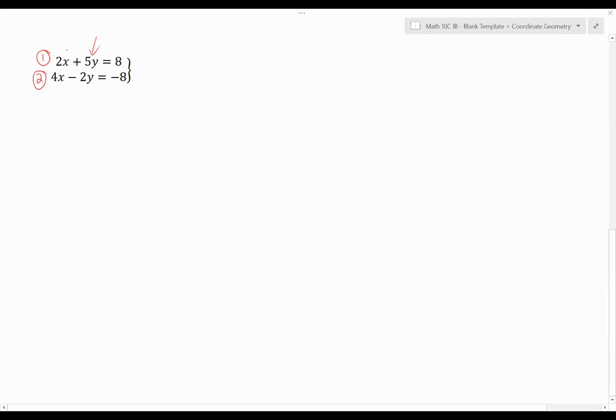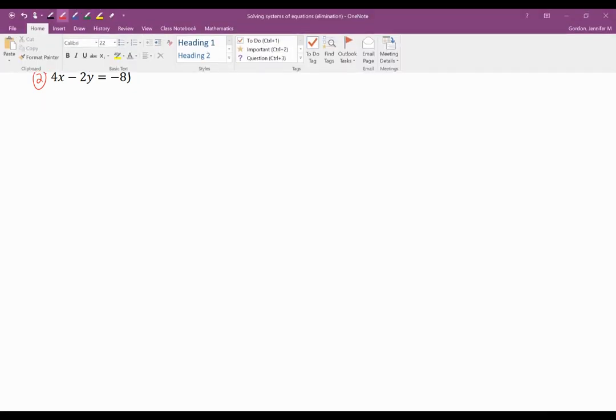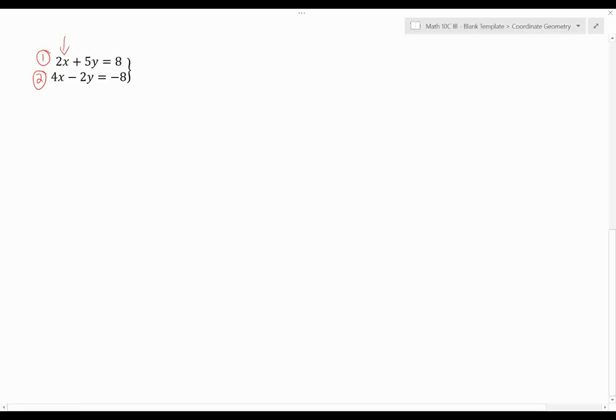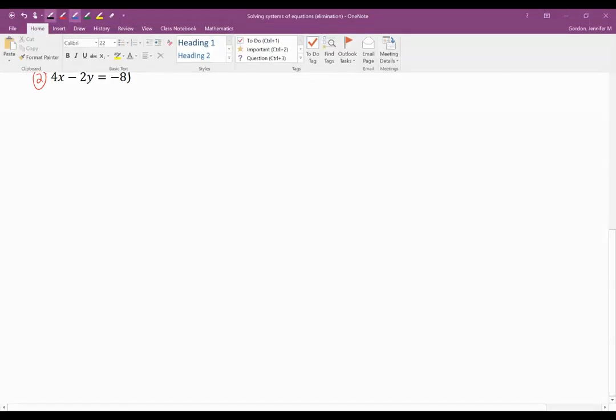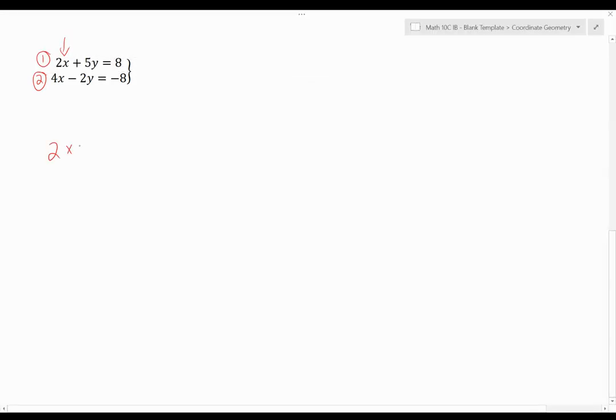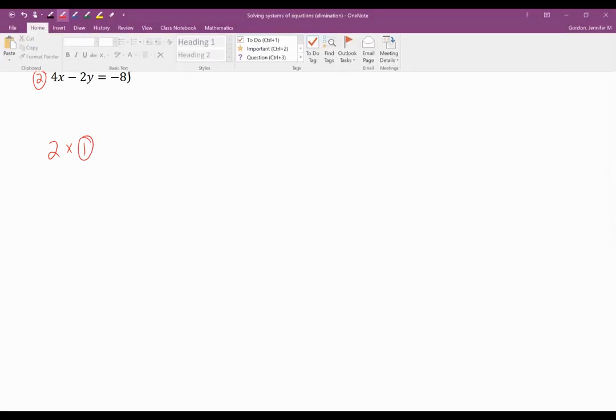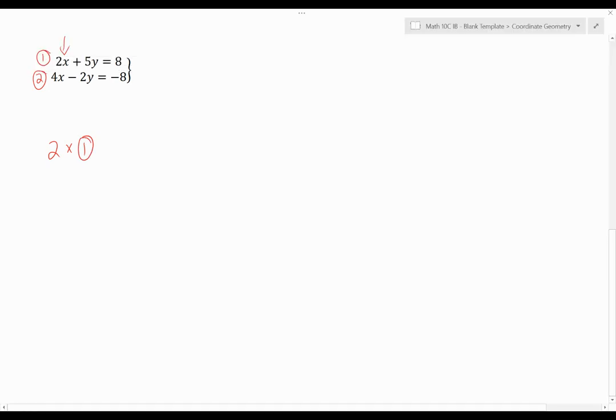But actually, if I look at the x values, I don't need to multiply the second equation by anything at all. I just need to multiply the first equation by 2. So if I multiply 2 times the first equation, so 2 times equation 1, notice I'm communicating what I'm doing. This can help somebody follow your work so that they can see where this new equation is coming from.